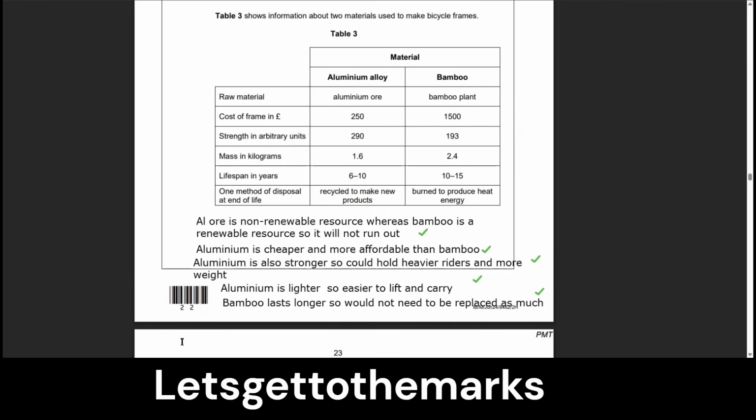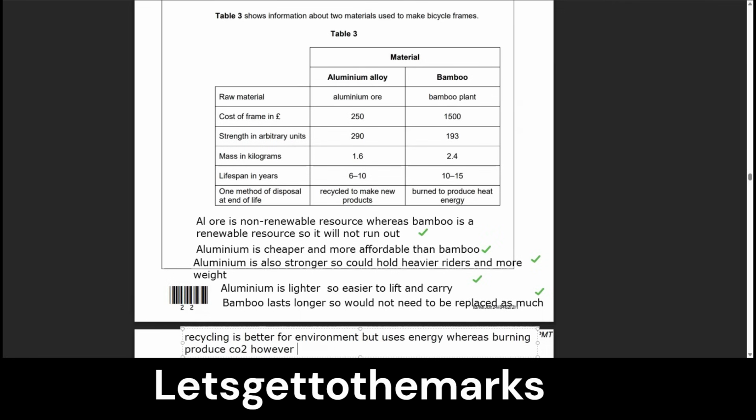Right. One method of disposal is recycled to make new products or burned to produce heat energy. So, yeah, we can compare that. So recycling, I don't know what we'd say. Recycling is better for the environment, but uses energy, whereas burning is going to produce CO2. You can't get away from it. If you burn something, you're going to produce carbon dioxide.